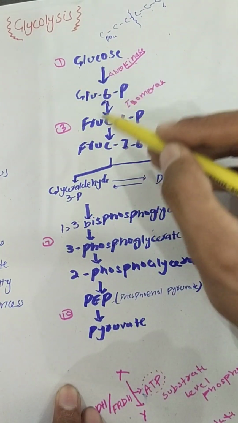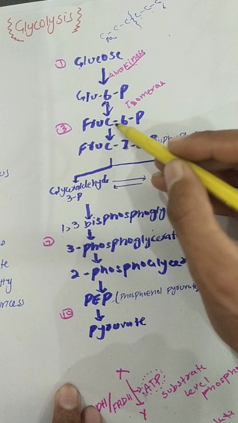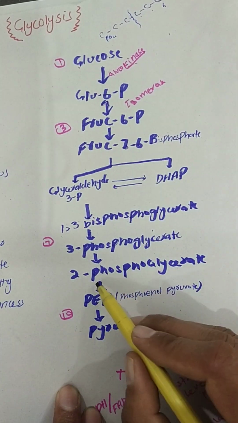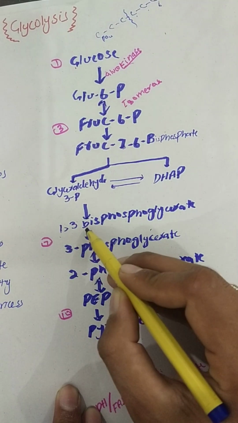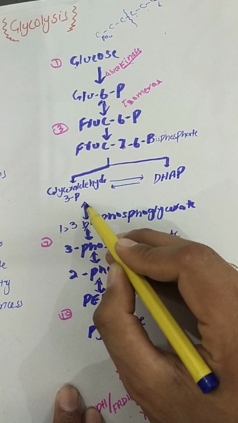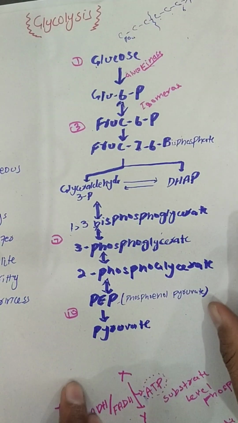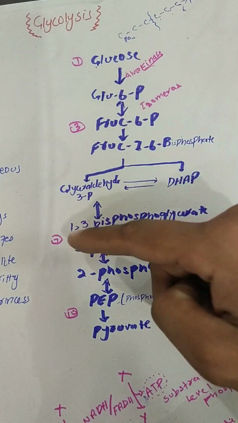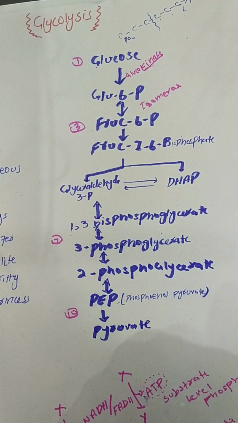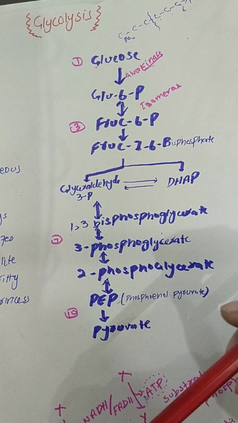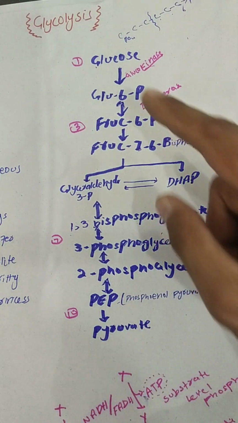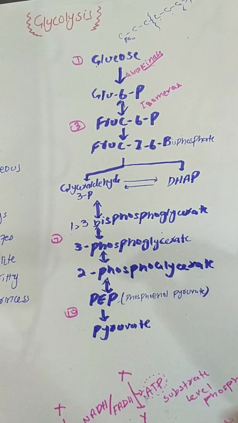But this one step, this 3 step and this last step are called irreversible steps. All others are reversible. Okay, so these irreversible steps are called the regulatory steps. So 1, 3 and 10 are the irreversible and regulatory steps of glycolysis, which are mostly asked in the question which step. Okay, and you should know all the enzymes of these reactions, but reactions 1, 3, 7 and 10 are very important.